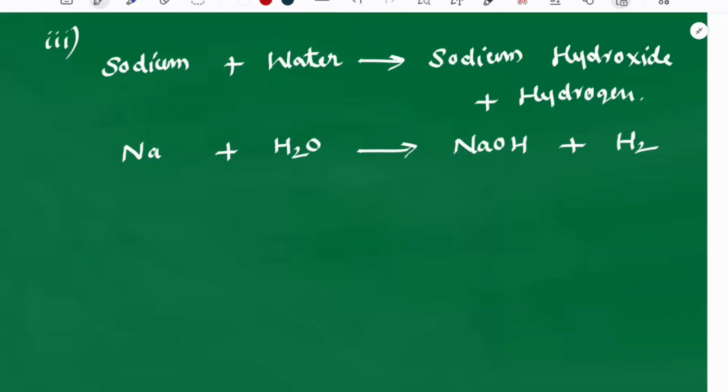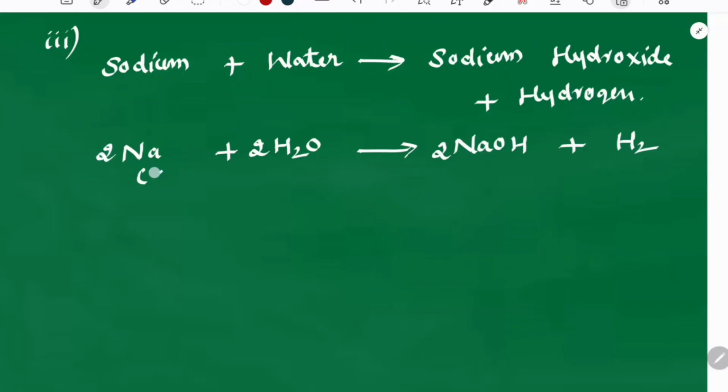So first, which one is more? Here hydrogen 2, here hydrogen 3. Where 3 hydrogen atoms are there, we can balance the hydrogens. So if we keep 2 water, how many hydrogens? 2 into 2, that is 4. Here 2 only, so 2 into 2 is 4. Here how many sodium atoms? 2 sodium atoms. Here only 1.